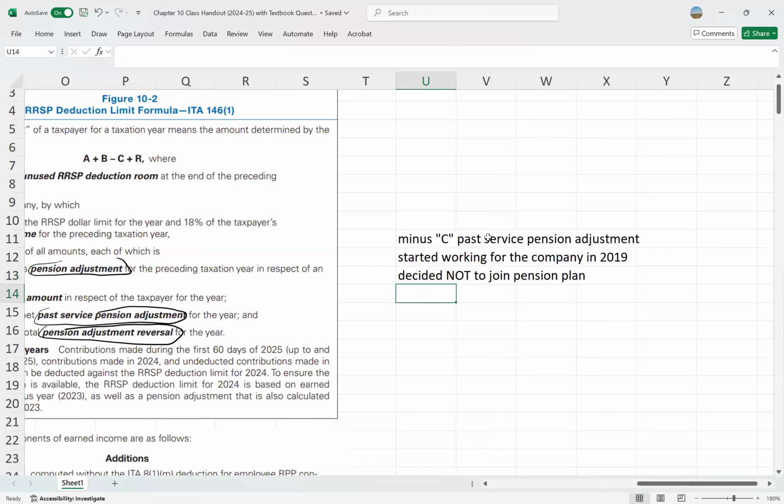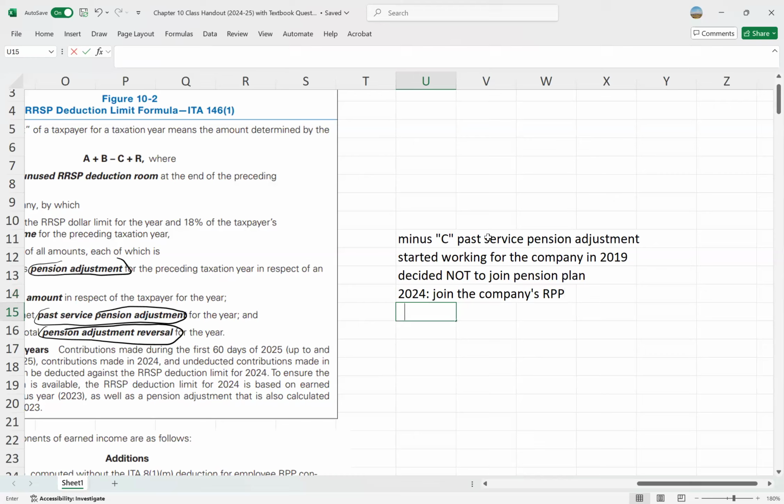You thought, I'm only going to be here for maybe a year or two, so I'm not going to bother joining the pension plan, because if I quit next year, then I've got to figure out how to transfer the money out, just too much work. But let's say in 2024, you're still working for the company. So you join the company's RPP.